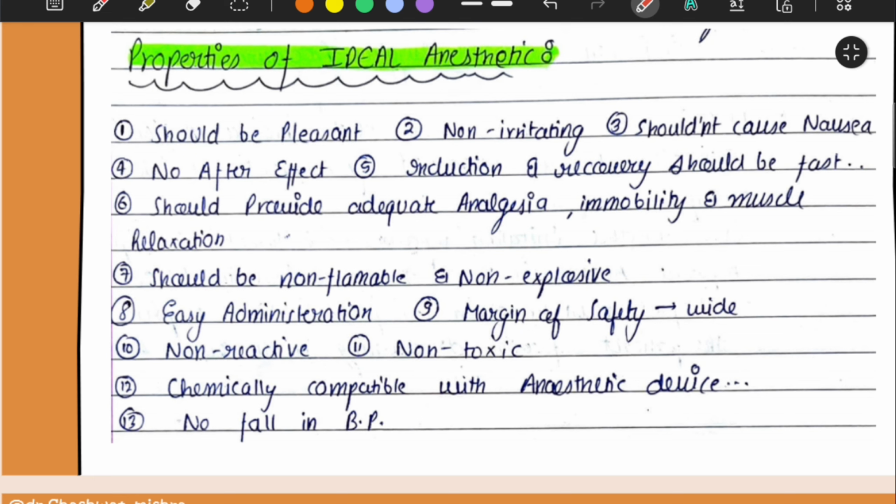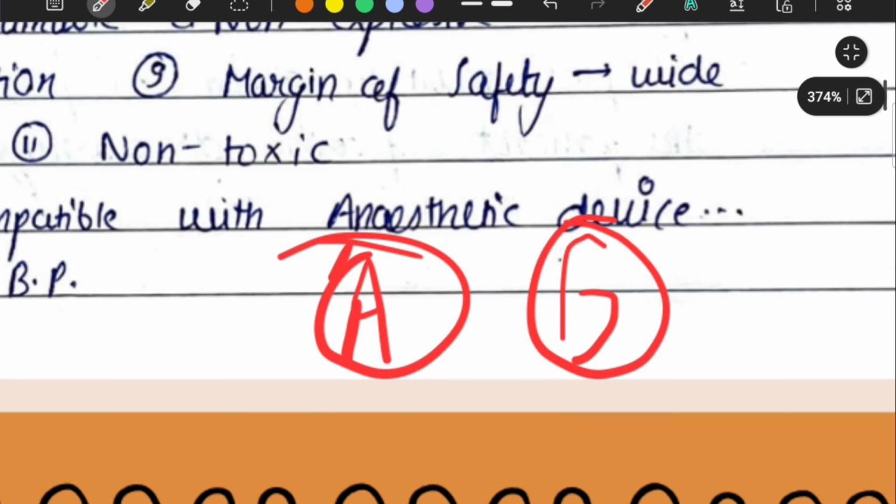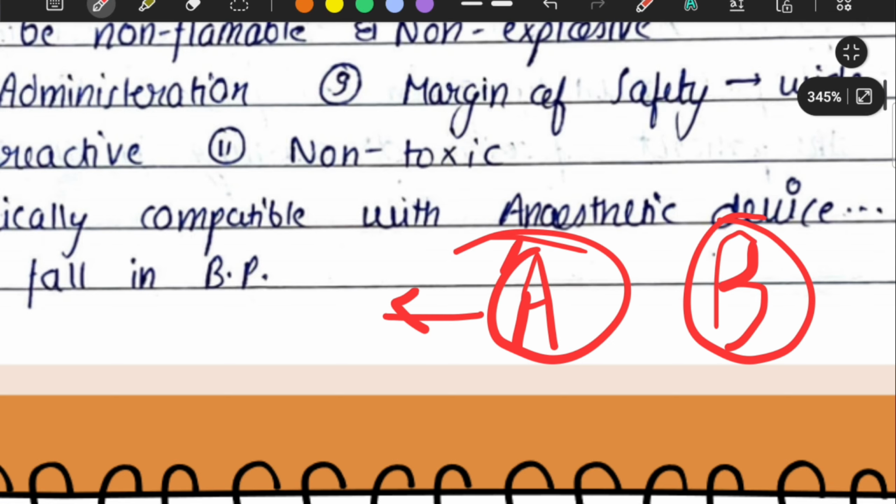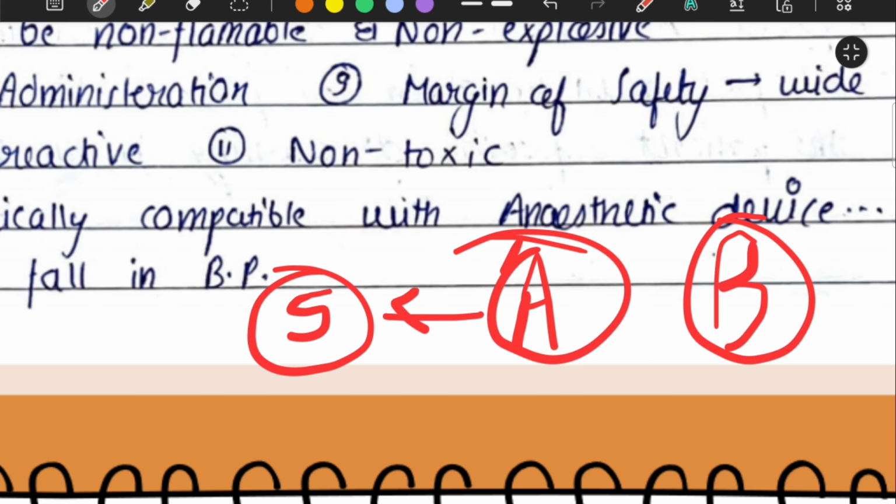But why are we studying the terms mentioned here in the slide? Because we will use the gaseous anesthetic that is closest to these properties. No gaseous anesthetic can have all 13 properties mentioned here. But consider there are two gaseous anesthetics, A and B. Consider that out of the 13, anesthetic A fulfills 5 properties of an ideal gaseous anesthetic.